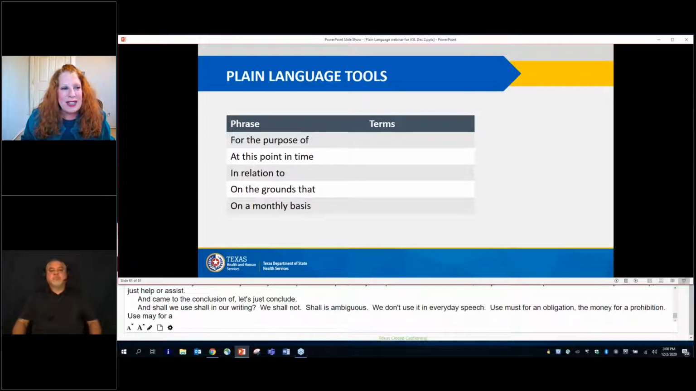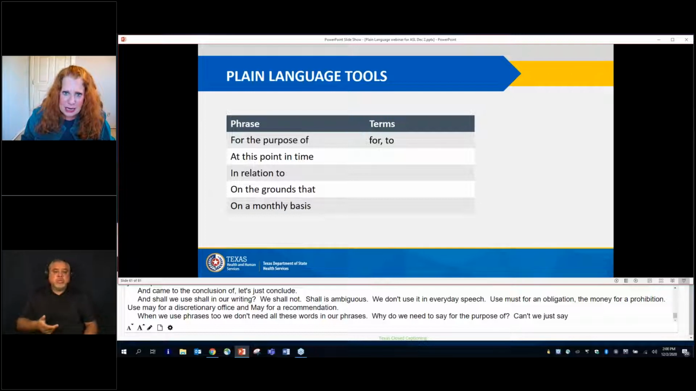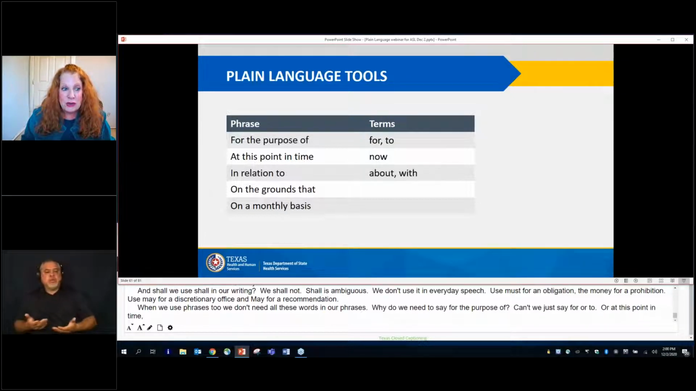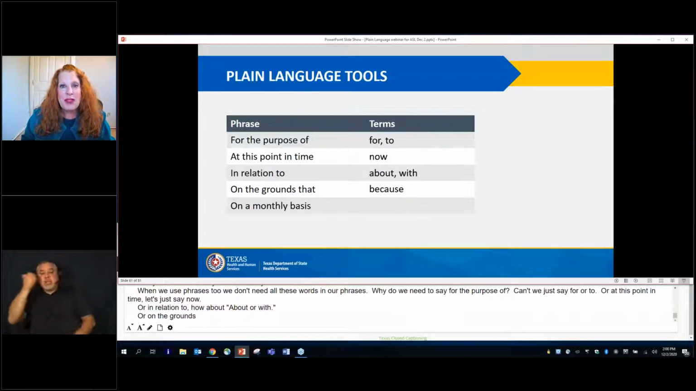And when we use phrases, we don't need all these words in our phrases. Like, why do we need to say for the purpose of? Can't we just say for or to? Or at this point in time? Let's just say now. Or in relation to, how about or with? Or on the grounds that? How about just use the word because? Or on a monthly basis? Let's just say monthly.